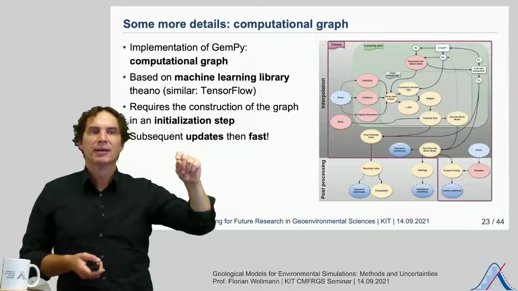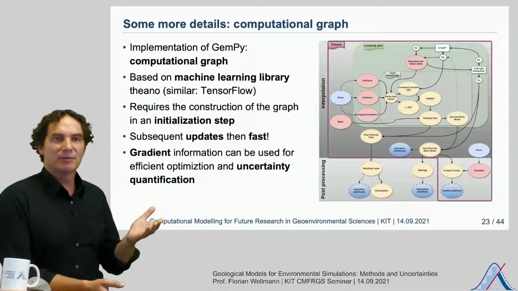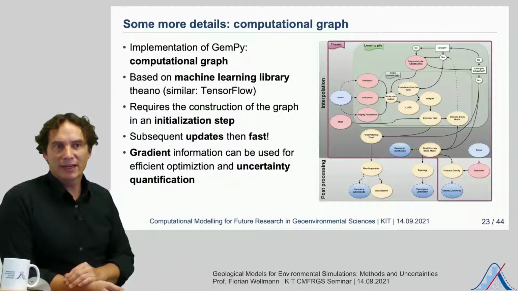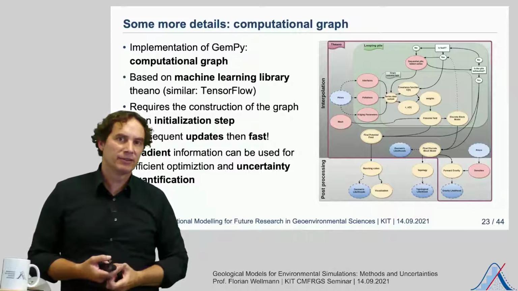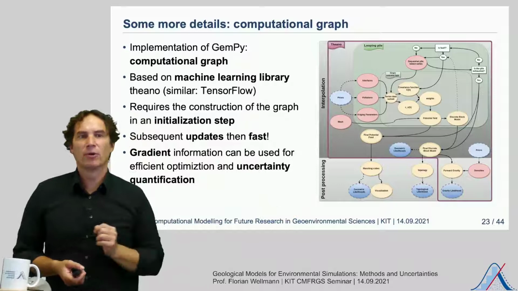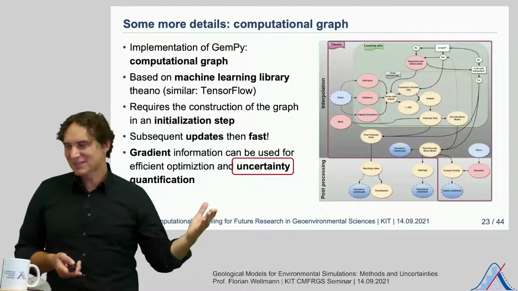Because once it has generated this graph, any update, so any change in our initial nodes, propagates very quickly through this graph. And one point that is really important is that this graph allows us to do very efficient optimization and uncertainty quantification. And why? Because, as I said, the idea behind these machine learning libraries is that we are able to do so-called backpropagation in classical neural networks. But we can use the same idea to do backpropagation through this graph in our geological models and pass information from some observables back to our initial geological information. And I'll show you a bit what this means. When we talk here about uncertainty, I have actually a couple of slides on this topic as well. I will do it very quickly in the interest of time today.